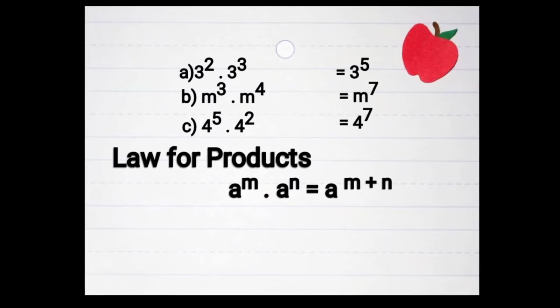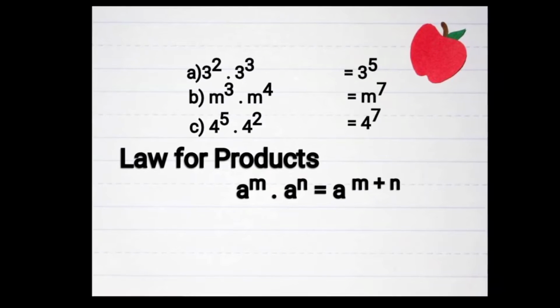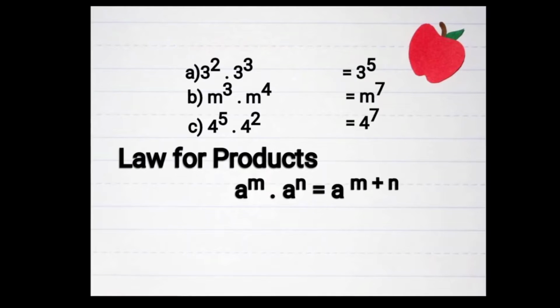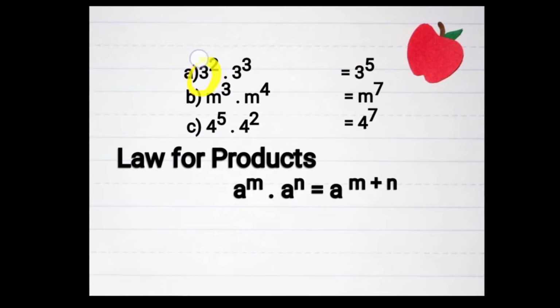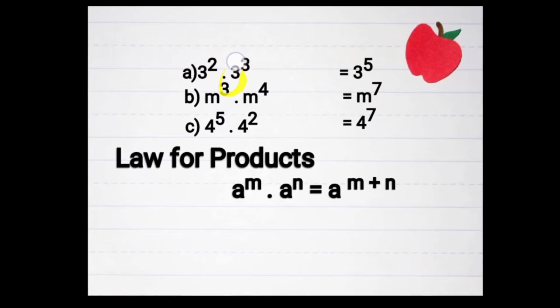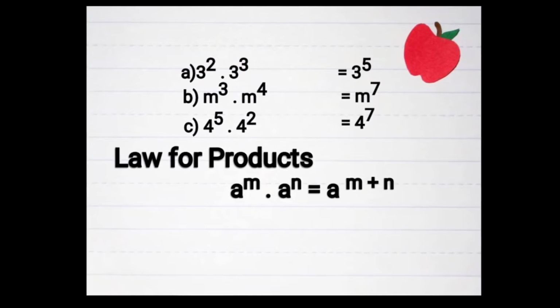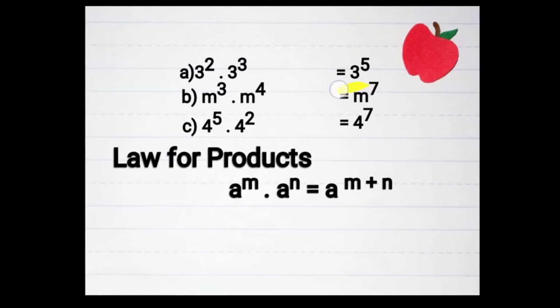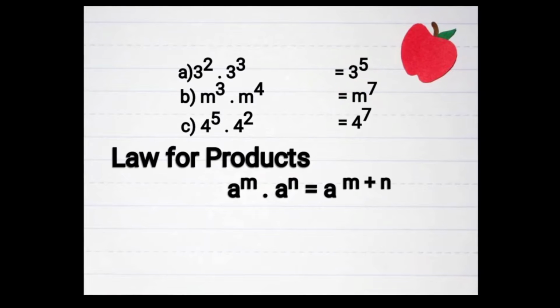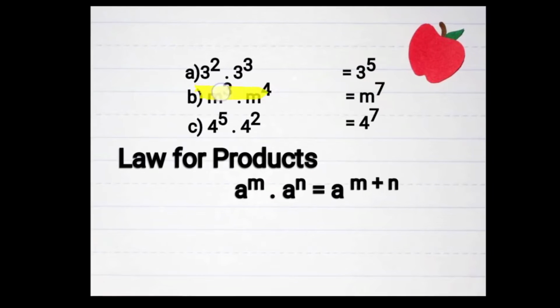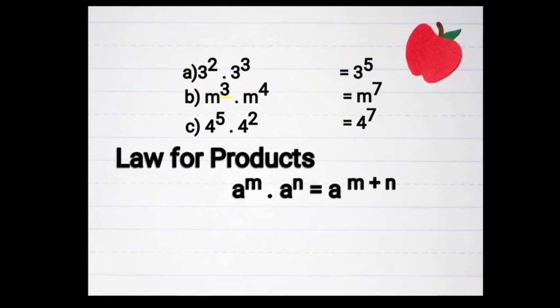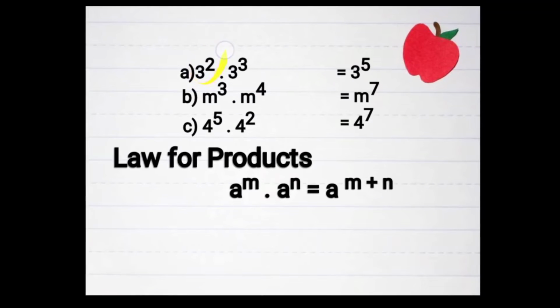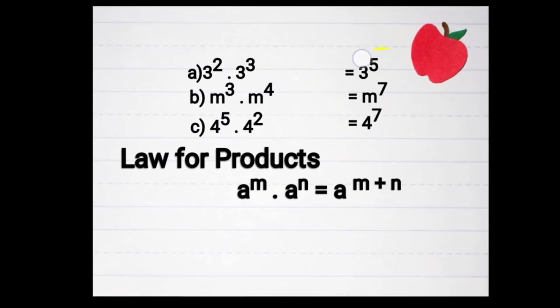Like for our letter A, as you can see, we have 3 as our base. Okay, so to the base 3 and to the base 3. Therefore, our base on our answer is 3. Then, since they have the same base, what you are going to do is add the exponents. So 2 plus 3 is 5. That's why our answer is 3 raised to 5.